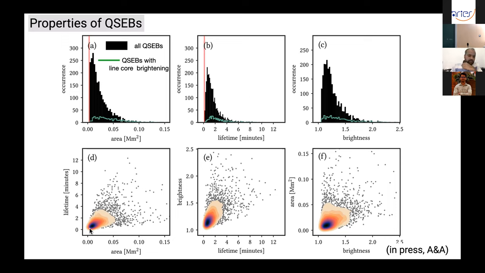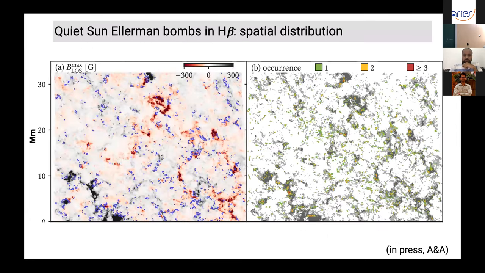So all of these three parameters follow a power law. And if we make the probability distribution function among these parameters, there is some indication that the events which are brighter or bigger have a much longer lifetime, and the events which are smaller don't live very long and are less bright.